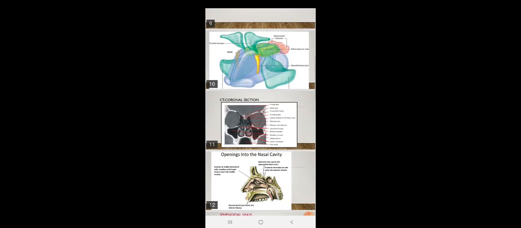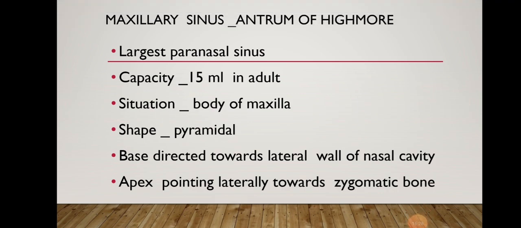So the sagittal sections will help you to understand the anatomy better, and the relations of these and all. So coming to the largest sinus, that is the maxillary air sinus. The other name for this sinus is the antrum of Highmore. It is the largest of all the four sinuses.